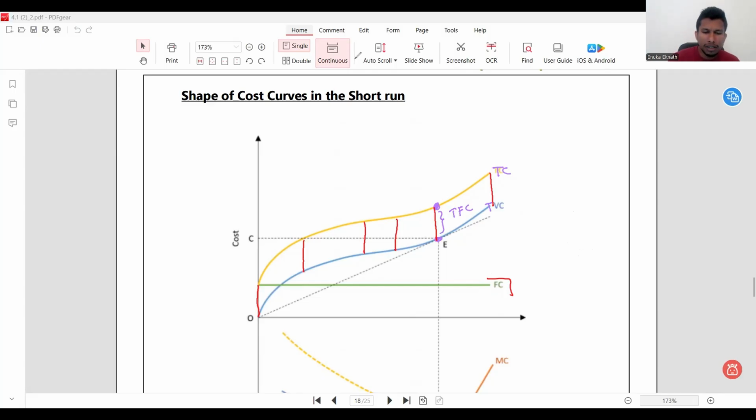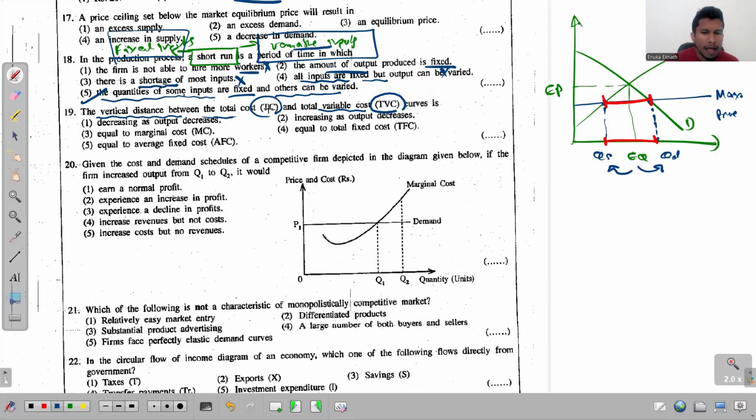So come back to this. The vertical distance between TC and TVC curves is TFC, equal to total fixed cost. There's no point looking at the options in questions like this. Very straightforward. Right. 20th.